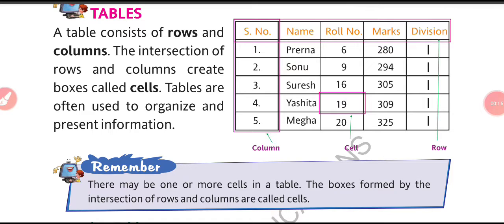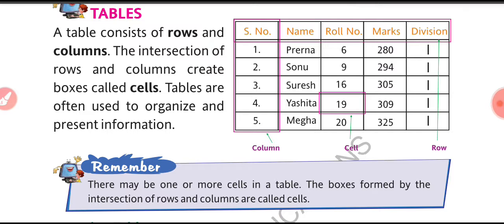Okay, tables. A table consists of rows and columns. The intersection of rows and columns creates boxes called cells. Tables are often used to organize and present information. You can see the table.